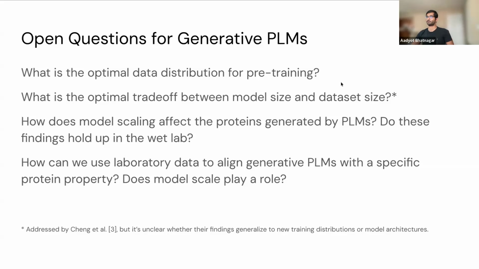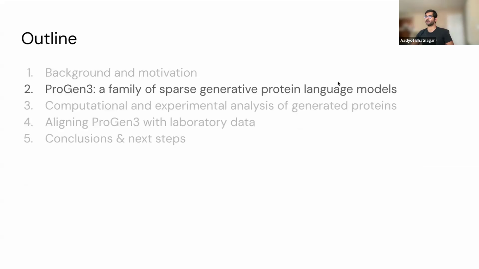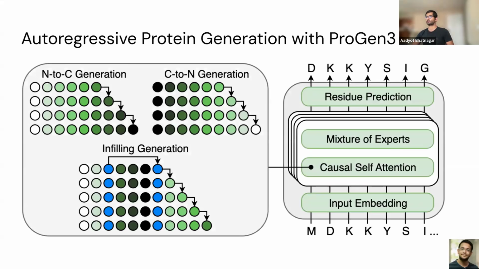Awesome. So yeah, I guess with that, I'm gonna talk about the actual ProGen3 models. So ProGen3 is a family of autoregressive language models. And we make two key modifications to the standard transformer architecture to achieve all of its capabilities, both to the self-attention as well as to the mixture of experts.